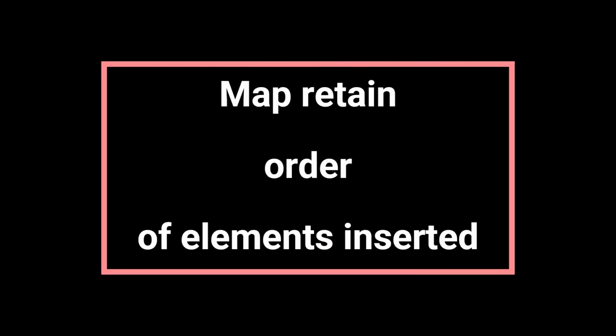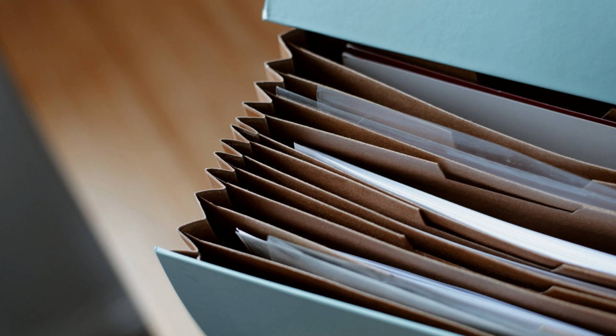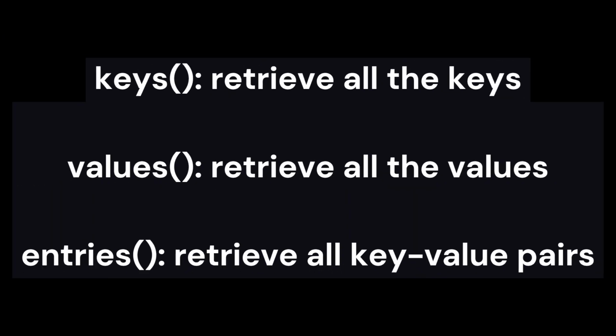Unlike objects, maps retain the order of the elements, which means you can iterate over them in the order they are inserted, like an array. This can be handy when you need to maintain a specific order or when you want to perform operations on each key-value pair.